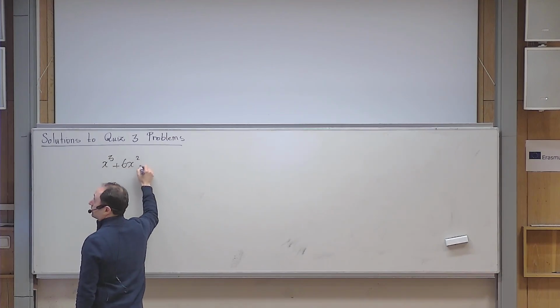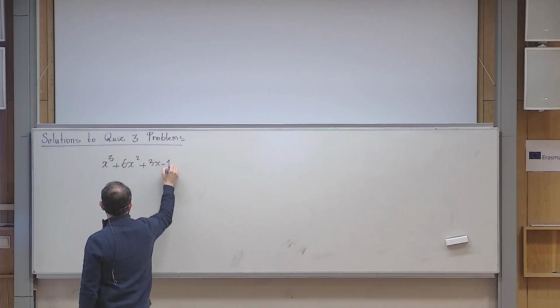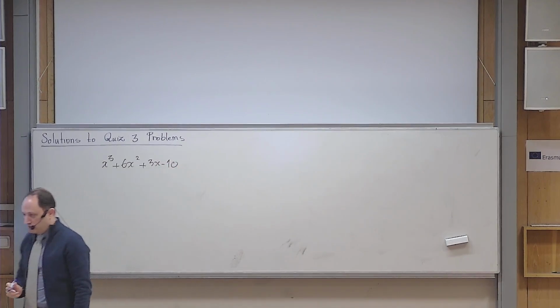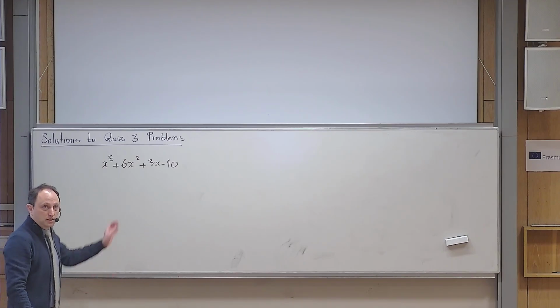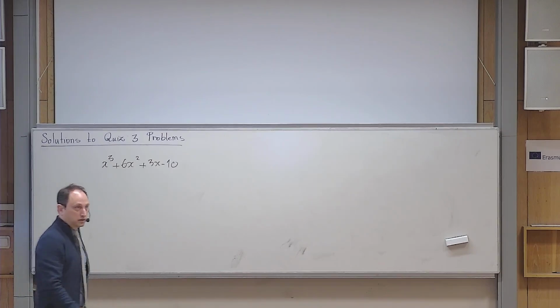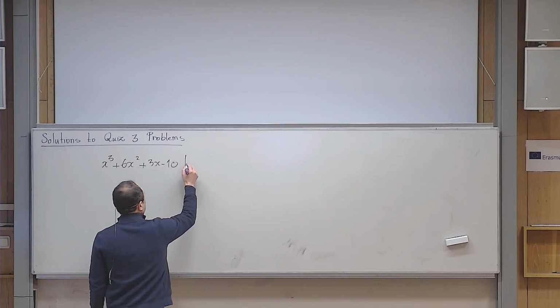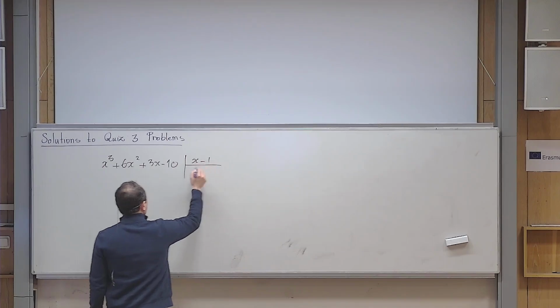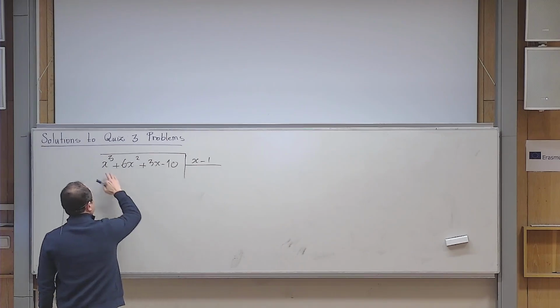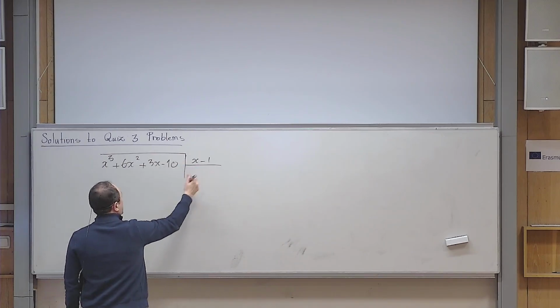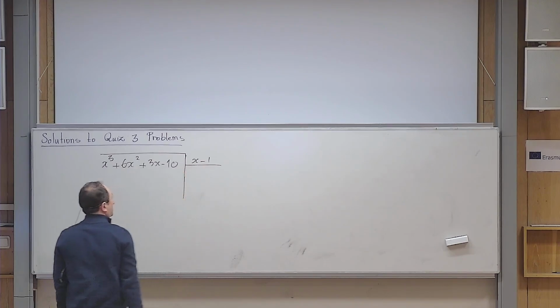6x squared plus 3x minus 10, we know that x equals to 1 is one of the roots of this equation. So according to the lesson, it is divisible by x minus 1. So you have to do the long division. Yes, do you remember? We have to draw this line here and then divide this using the long division method by x minus 1.